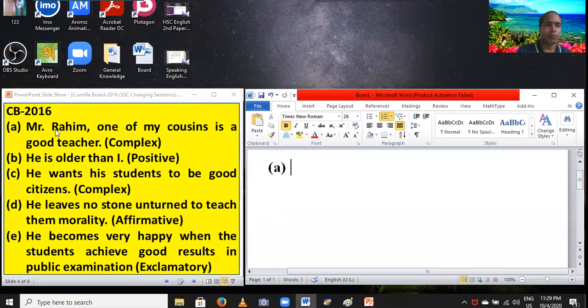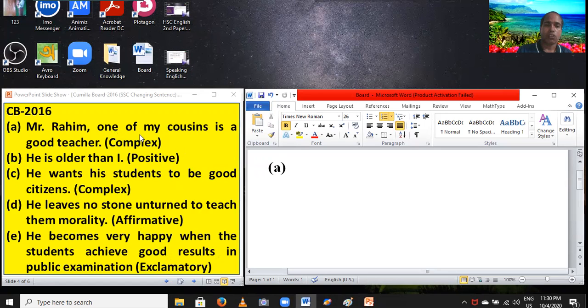Question A. Mr. Rohim, one of my cousins, is a good teacher. Complex. Dear students, you have to change it into complex. Question: is this sentence simple or compound? You have guessed by now. This sentence is simple because there is one subject and one finite verb in this sentence.